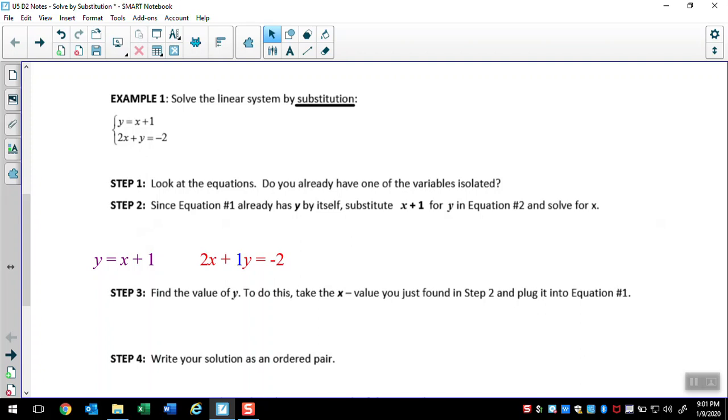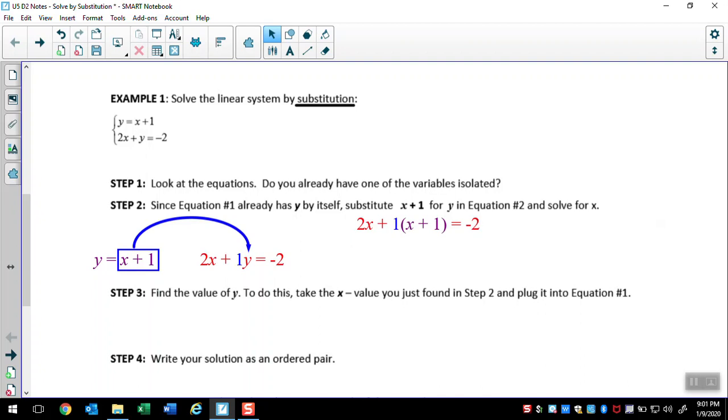All right, so we have determined that y has a value of x plus 1. They have the same value. So what we're going to do, since y and x plus 1 have the same value, I can take that x plus 1 and I can substitute it in for y because they have the same value.